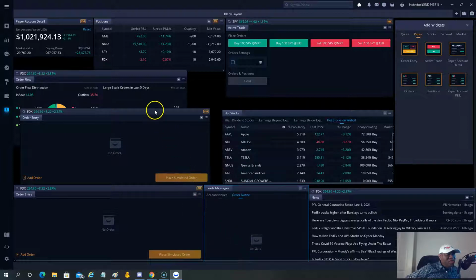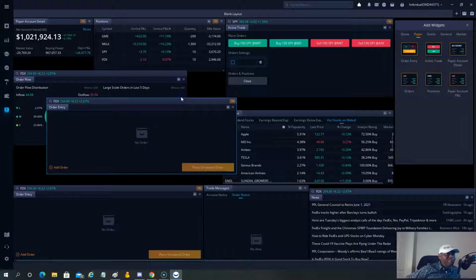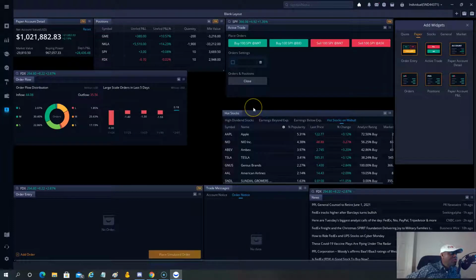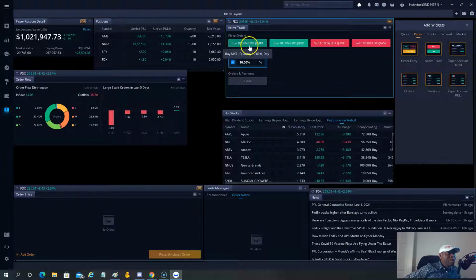Okay, that's a simulated order, but I actually want to trade it. Simulated is good, but active trade. So let's come here, FedEx. Buy 100 FedEx, order settings, number of shares. Here I can say I'm buying 10%. Buy 10% of FedEx at the market price. This is fractional share buying.